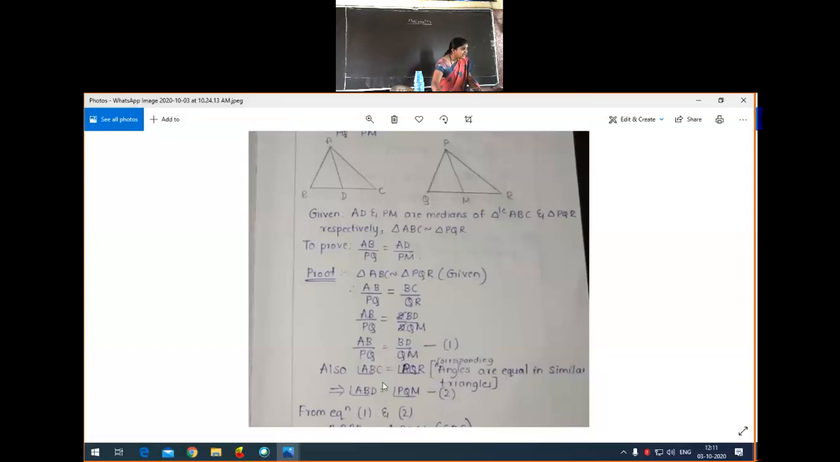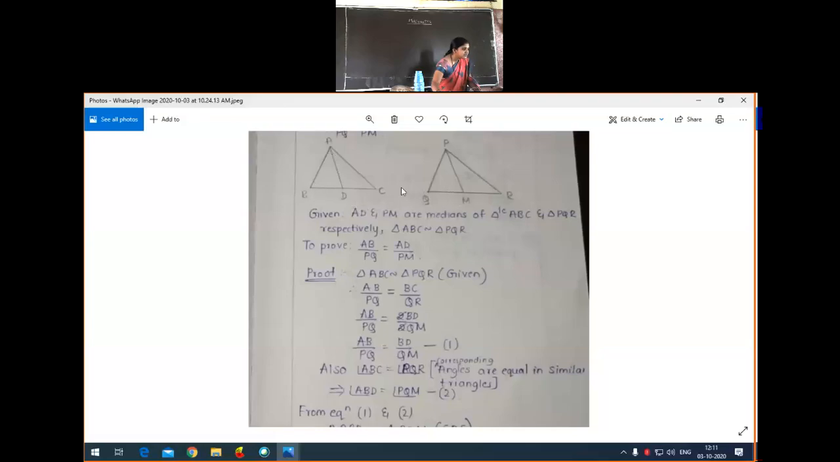Now, angle ABC is equal to angle PQR because these two triangles are similar, in the sense all the corresponding angles are equal, no? So angle B is equal to angle Q, corresponding angles in similar triangles. Therefore we got the result that angle ABD is equal to angle PQM.